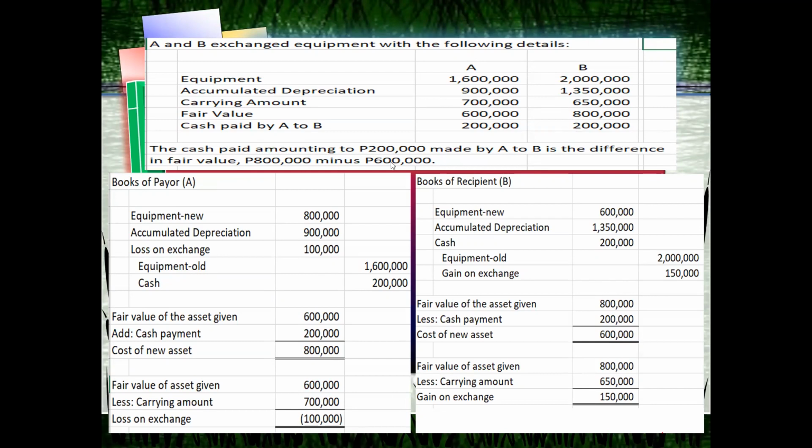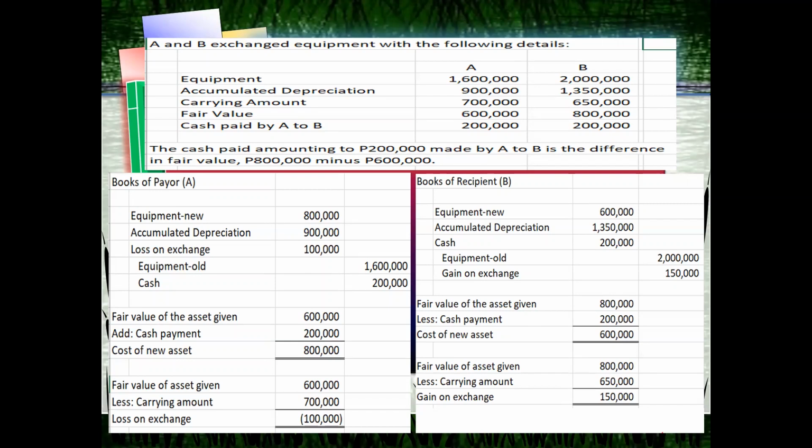So the cash paid amounting to 200,000 made by A to B is the difference in fair value minus 600. So that's 800,000, the fair value of the asset of B minus the fair value of the asset of A. So that's 200,000. So to account for that, let's have here in the books of the payer. So unang-una, we have of course to determine muna kung magkano ba yung cost ng asset natin.